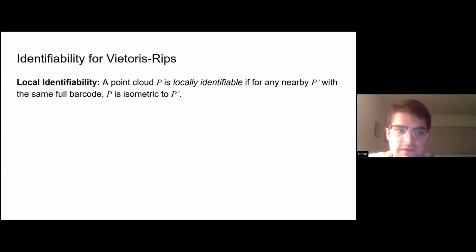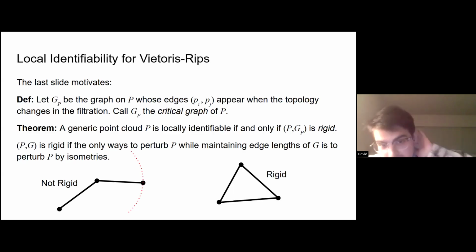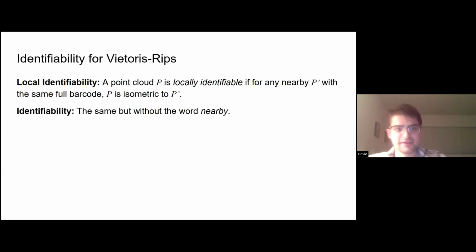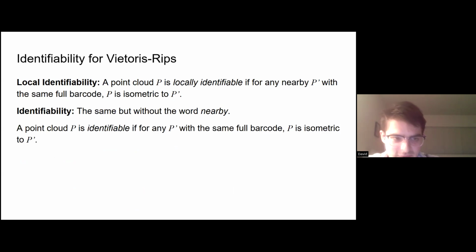Local identifiability is really a statement about the local dimension of my level set, so this is a strictly easier problem. What if I ask about a non-local version of identifiability? Well, this is just what's called regular identifiability, and it's the same as local identifiability, but without the word nearby. But let me write it out anyway.